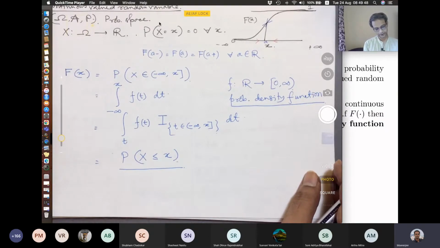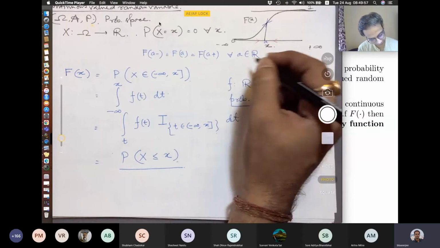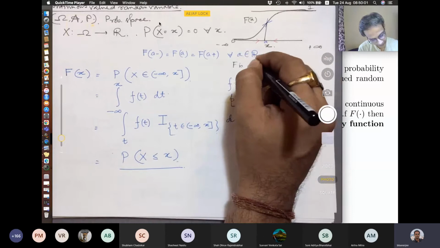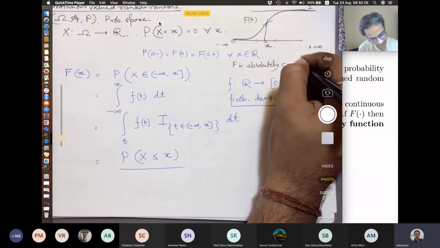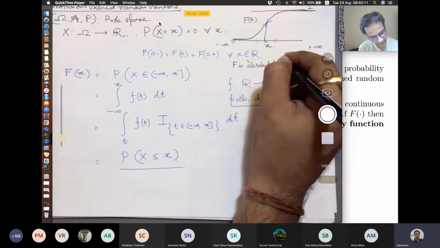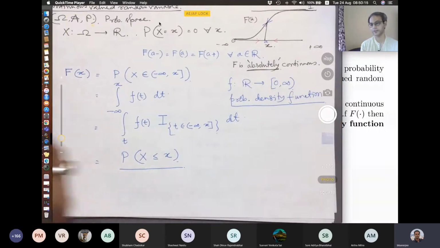So just for remark, I am leaving this. This is not part of your syllabus. F is absolutely continuous. So this thing is beyond the scope of your syllabus. At least you remember, for a continuous valued random variable, the CDF is continuous. At least this much you remember.